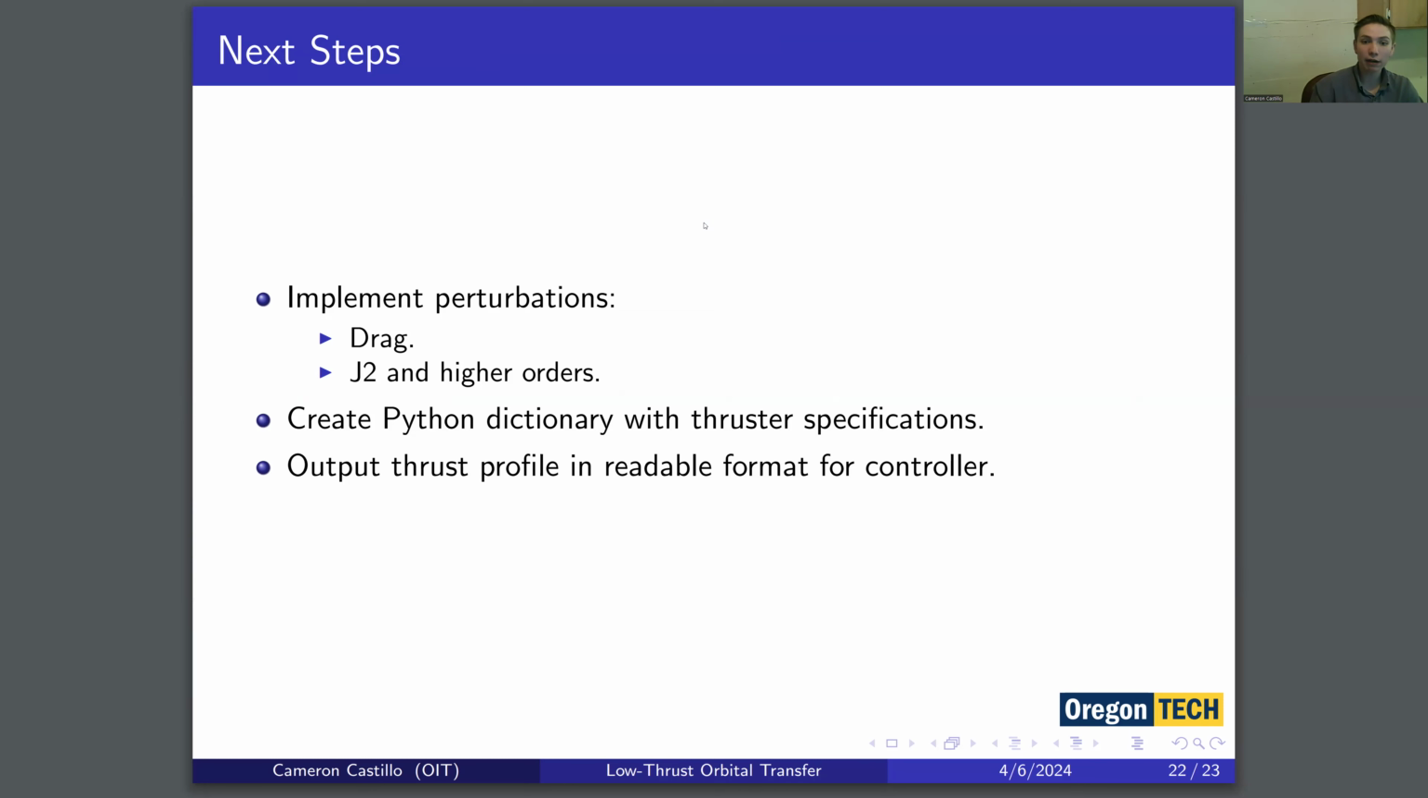Creating a Python dictionary with the thruster specifications. So go online and find a bunch of commercial thrusters, and then find out exact models for them in Python, and then output our thrust profile in a format that's actually readable to the controller. So a discrete set of points that can then be fed to the controller and optimized for in that way. So, that is all.